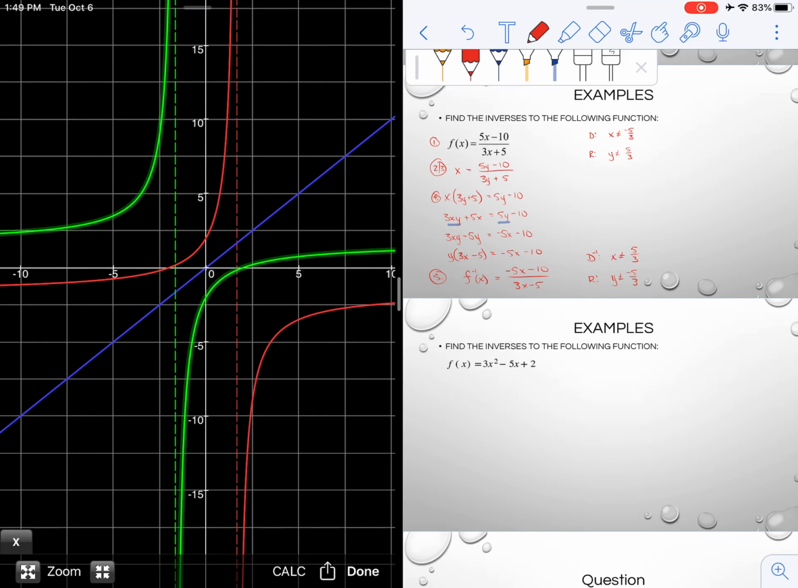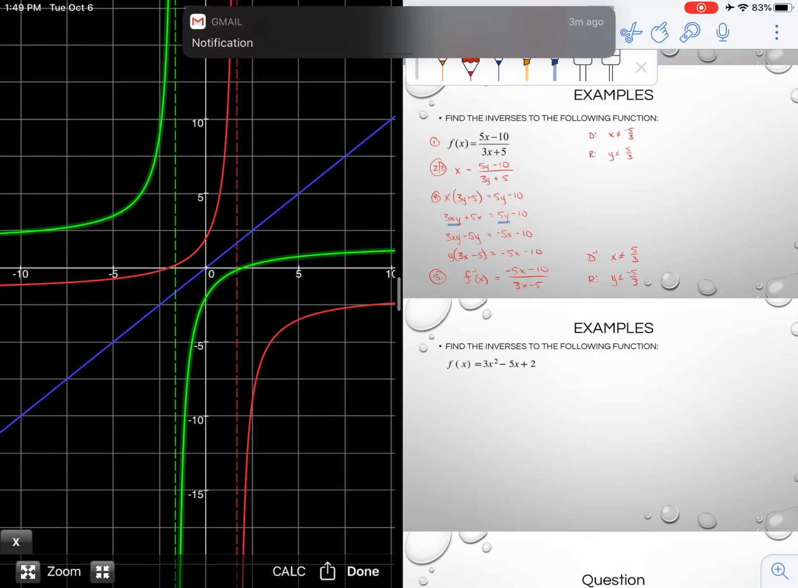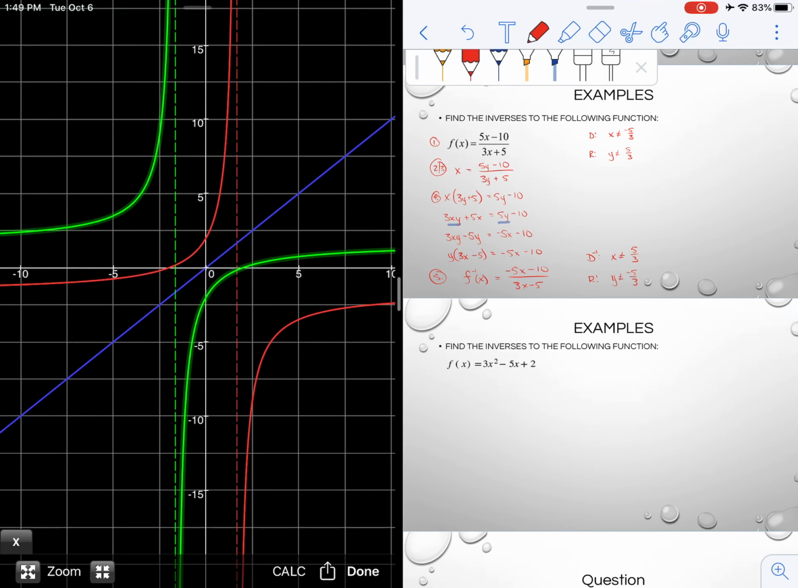If you guys do take a look here, my green function was the original function. If I take that function and reflect it over the line y equals x, I do in fact get the red function. Those dotted lines that you see are the vertical asymptotes. For my green, our original function, we should have had a vertical asymptote or a domain restriction at negative 5/3, and I do have a domain restriction at negative 5/3. For my inverse function, we said we should have had a domain restriction at positive 5/3, and I have a red dotted vertical line or vertical asymptote at positive 5/3.